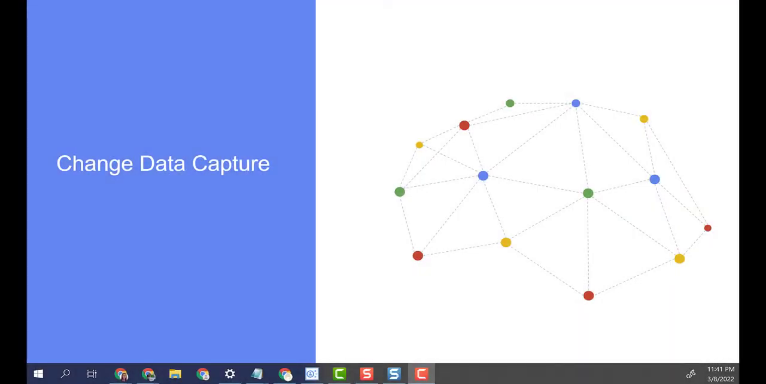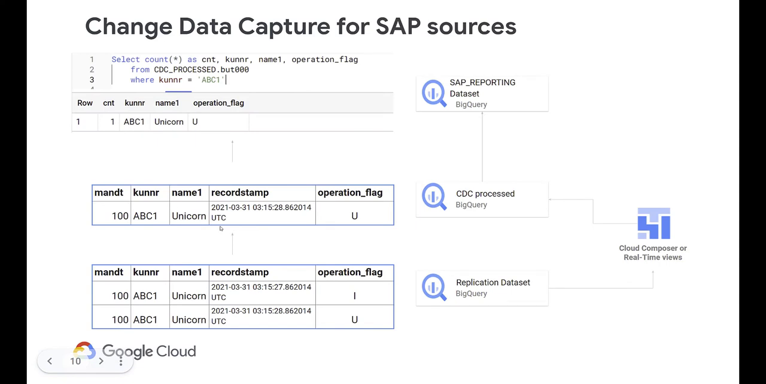Let's move to the next topic and explore the configuration if you want to take advantage of the change data capture processing scripts. The change data capture processing scripts rely on basically two pieces of information: the timestamp when the record was replicated into BigQuery and the original operation flag. This will allow the script to pick the latest record and understand if it needs to perform an insert, an update, or a delete in the target table.